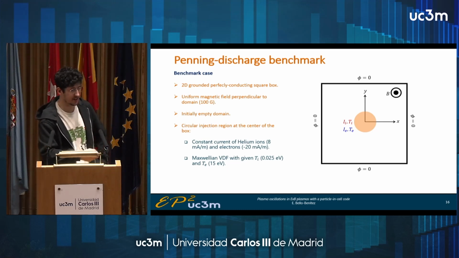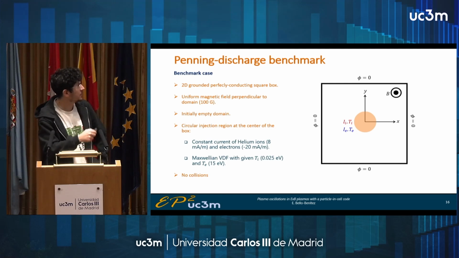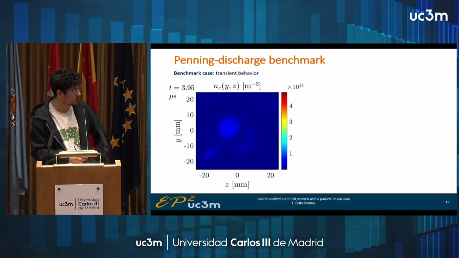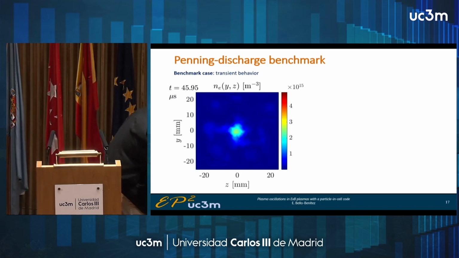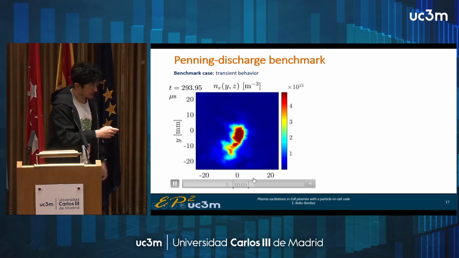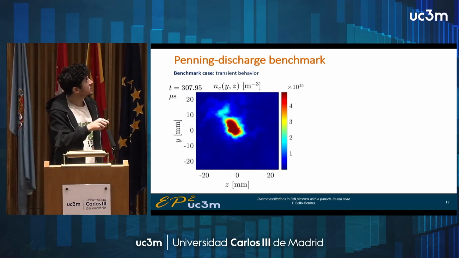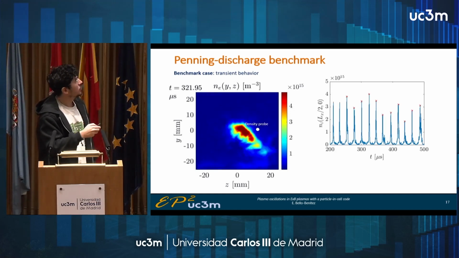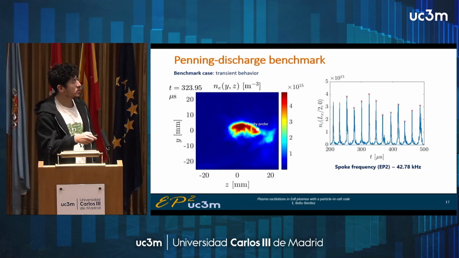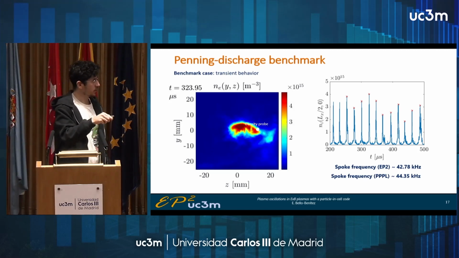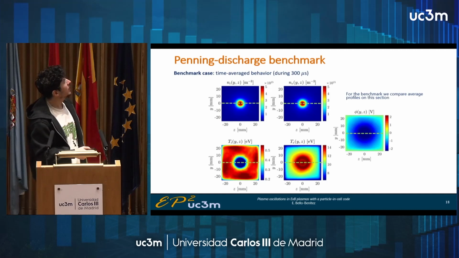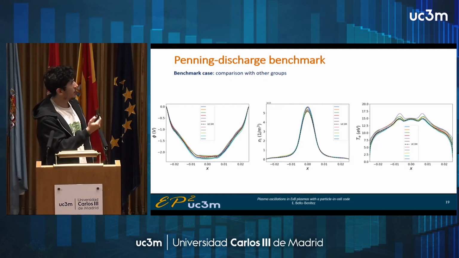Okay, I'm finishing. For this particular case, we consider no collisions, okay? And if we do it like that, this is the evolution of the 2D map of density. We have a crazy transient, but if we wait, at the end we see the formation of a rotating structure here. This is what we call a rotating spoke, and we can measure the frequency of that spoke and compare with other groups, okay? And we obtain a very similar result to the group of Princeton. Okay, and I will skip that.